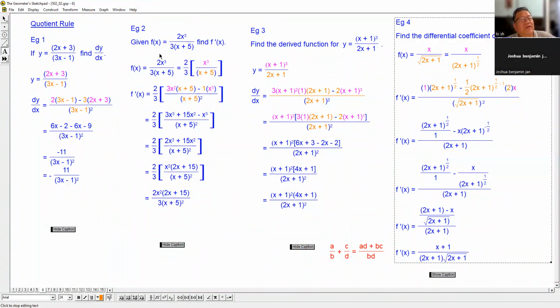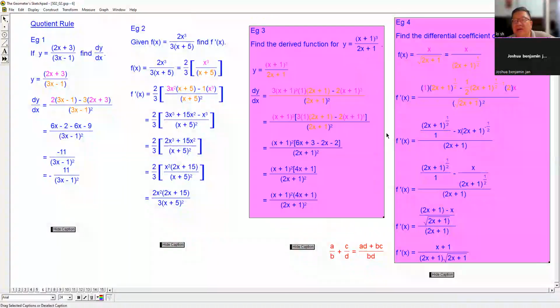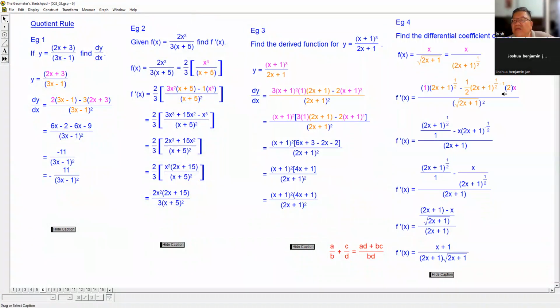Okay, so you differentiate inside the bracket. You differentiate inside the bracket, you get 2. Then the x, you just keep. So now it looks very complicated. This one is actually 2x plus 1 to the power half. This one, no need to write.